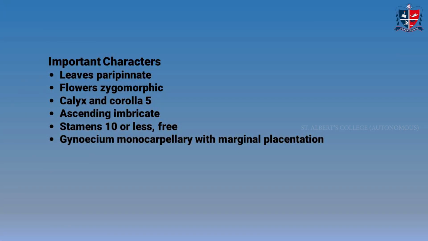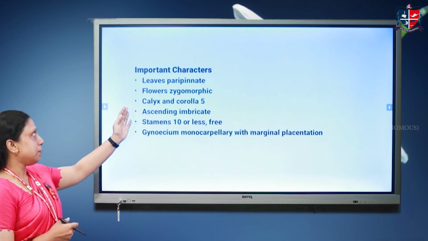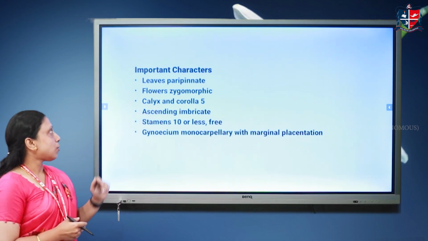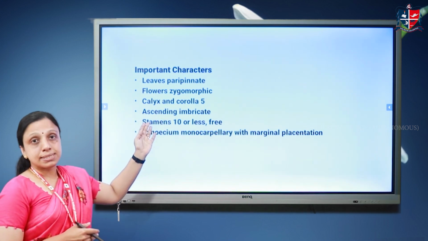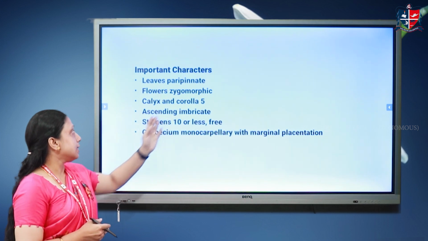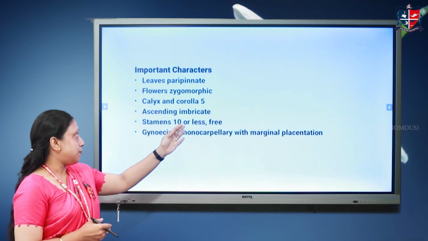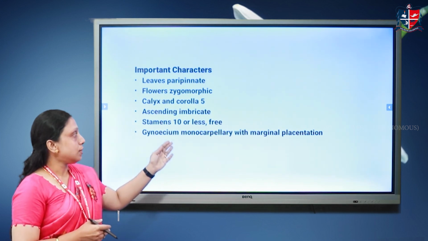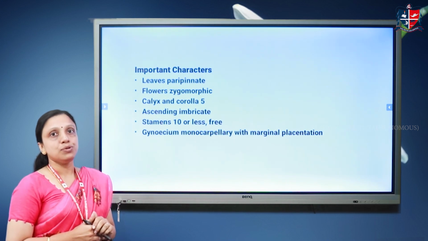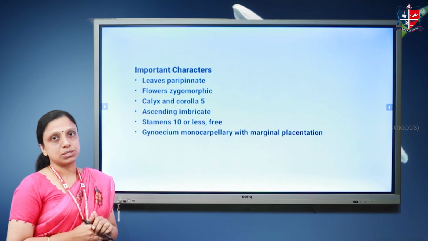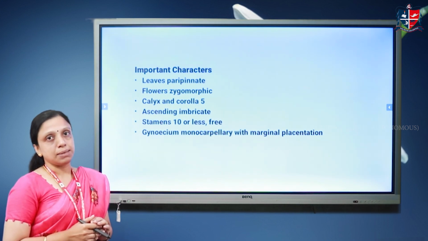So the important characters: leaves are bipinnately compound or paripinnate, flowers are zygomorphic, calyx and corolla 5, ascendingly imbricate aestivation, stamens are 10 or less, they are free, gynoecium where the ovary is monocarpellary, unilocular with numerous ovules on marginal placentation. So these are the identifying characters of family Caesalpiniaceae.